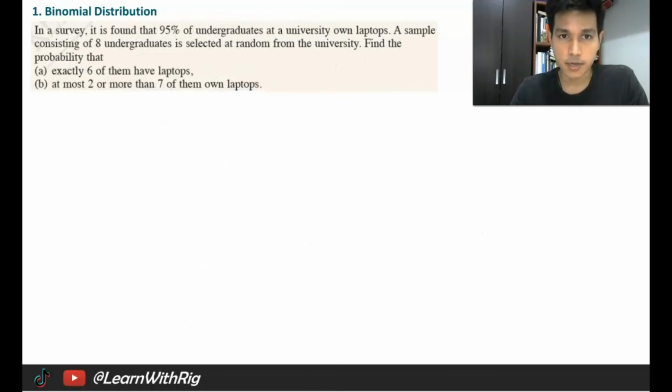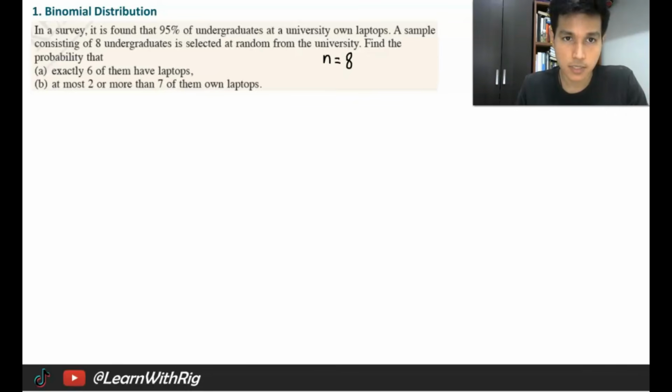In a survey, it is found that 95% of undergraduates at a university own laptops. A sample consisting of 8 undergraduates is selected at random from the university. So they select 8 people to do this survey. Okay, so 8 people would be the number of trials. And then they said 95% own laptops. So that means P is 95%.